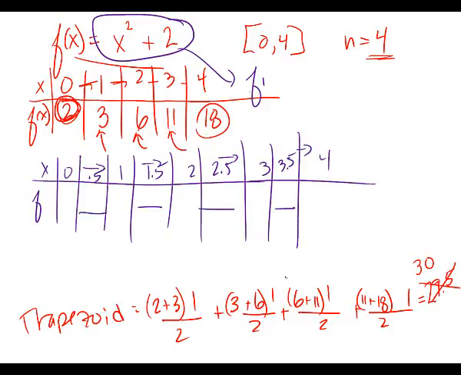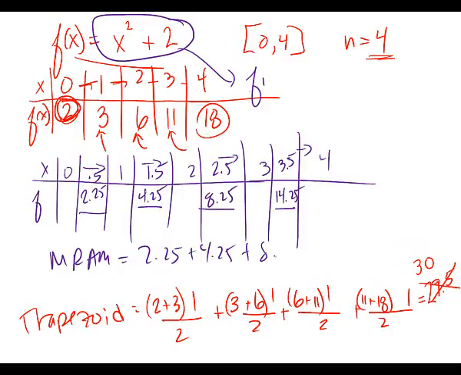All right, we got it. Okay, what'd you get for 0.5? 2.25. What about 1.5? 4.25. And 2.5? 8.25. And 3.5? 14.25. Good. Okay, and then when you added those all up for the MRAM, so 2.25 plus 4.25 plus 8.25 plus 14.25, what'd you get? 29? All right.